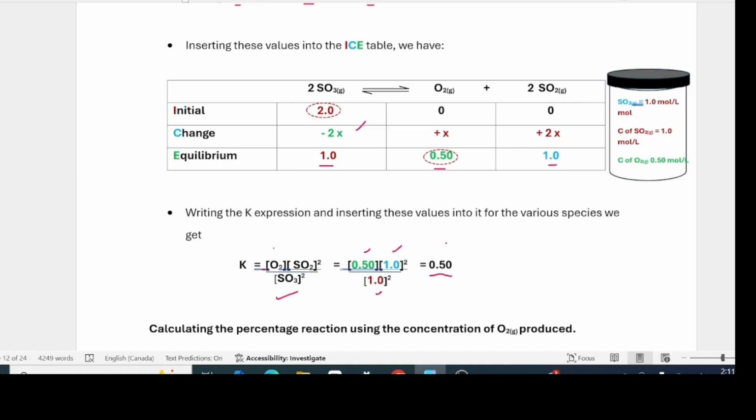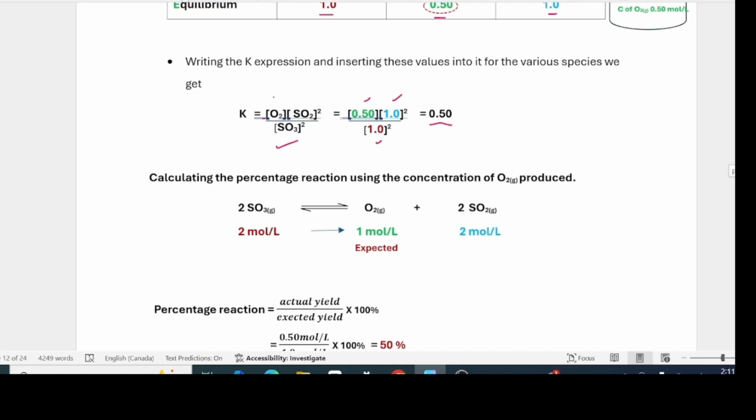We must define the percentage reaction. If you look at the reaction, we can see that it has this stoichiometric coefficient for sulfur trioxide, that for oxygen, and that for sulfur dioxide. Had this reaction gone to completion, every 2 moles of this should have produced 1 mole of that and 2 moles of sulfur dioxide. So if we use the concentration of oxygen produced to find a percentage reaction, this is how you go about doing it.